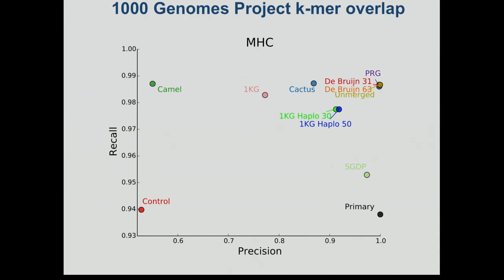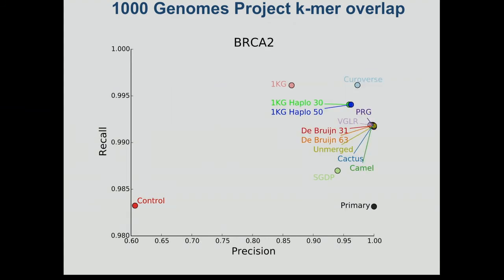Now, the control graph is horrible in the sense that it creates a lot of k-mers that are garbage and misses the ones that it should. The primary sequence itself, so this is where we are now with GRCh38, is missing a huge amount. So it's very poor on recall, which is not surprising, right? It doesn't contain the variation that we want to capture.